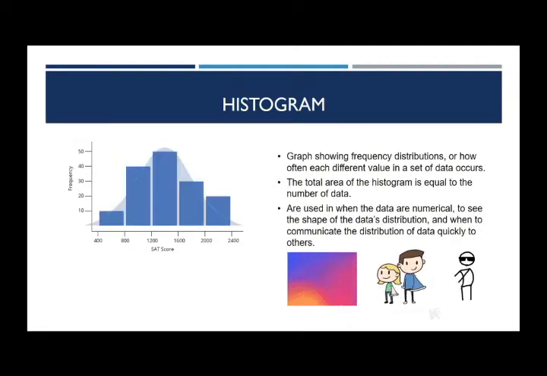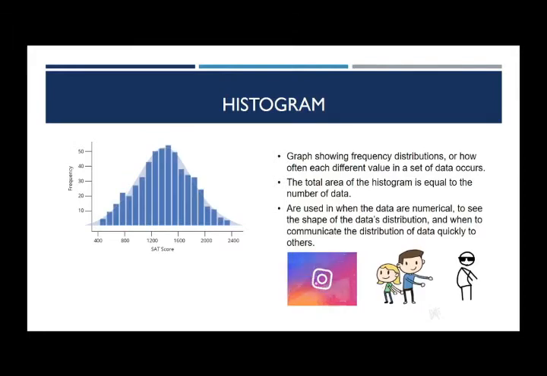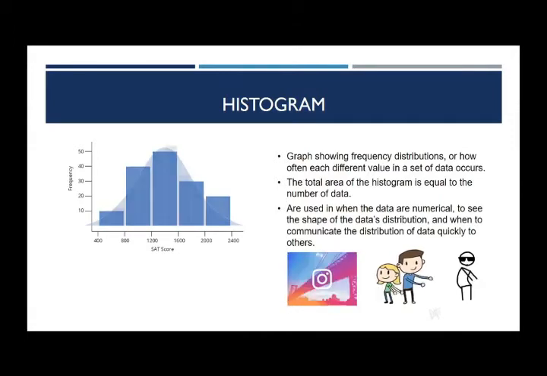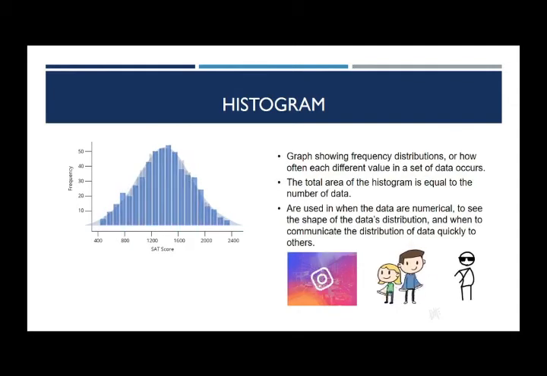Histogram. A histogram is a graph showing frequency distributions, or how often each different value in a set of data occurs. The total area of the histogram is equal to the number of data.